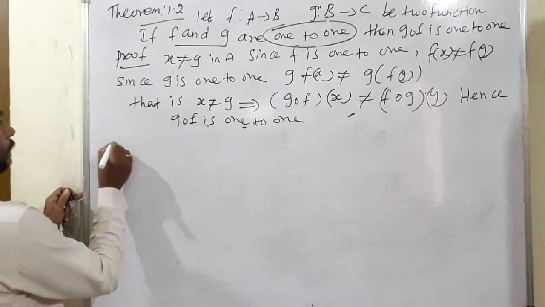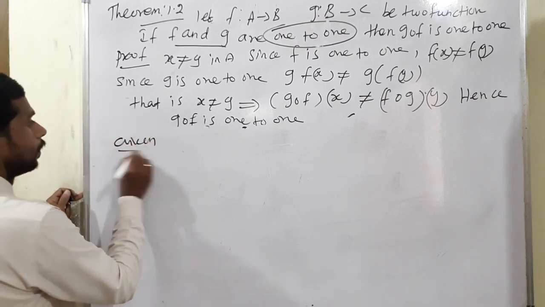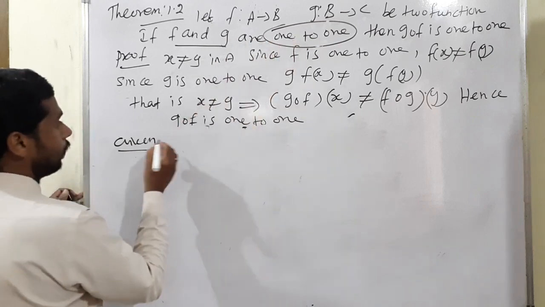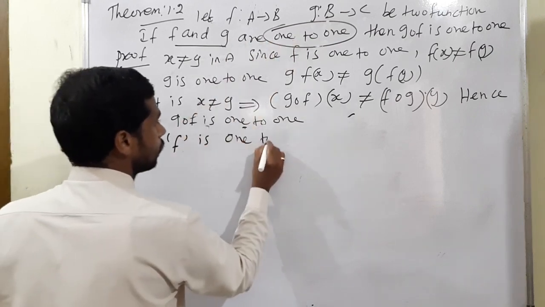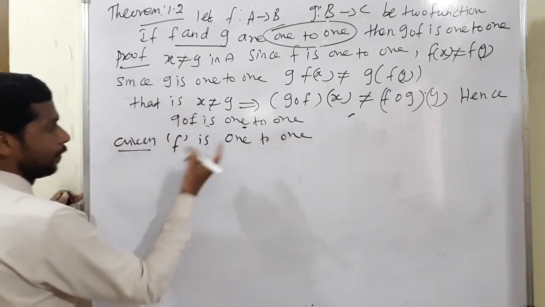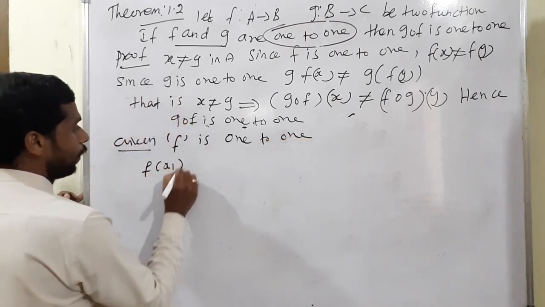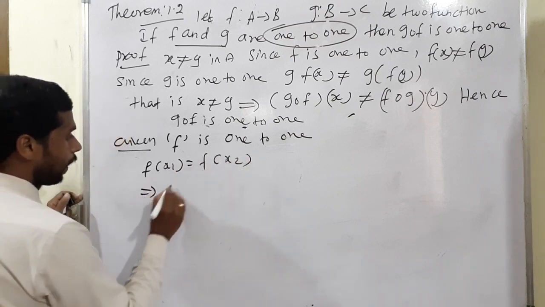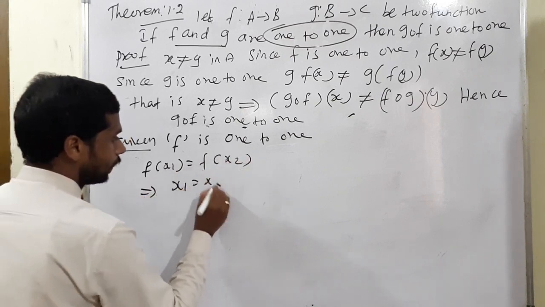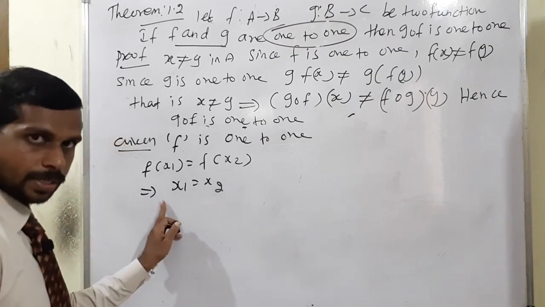So moving to the given: f is first 1 to 1. So f is 1 to 1. What will happen? F is 1 to 1 means we already know f of x1 is equal to f of x2 implies x1 is equal to x2, means we can say it is 1 to 1.